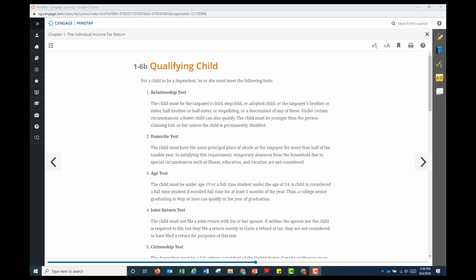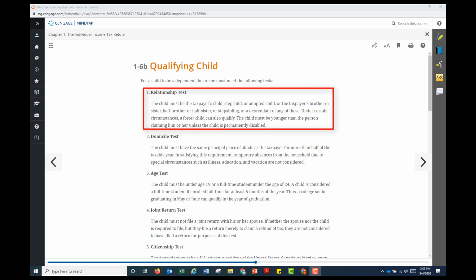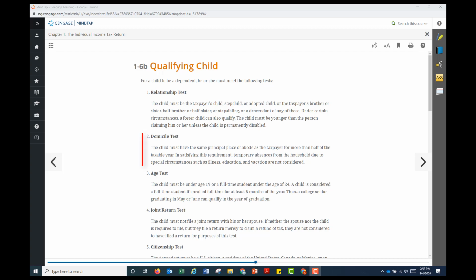Could Bill's brother be a dependent that's a qualifying child? Yes. A brother or a sister, half-brother or half-sister, even step-sibling or descendant of any of these could be a qualifying child. Think of the scenario where the father and mother died and the older brother or sister has to take care of the younger sibling or his or her descendants. In other words, it's the niece or nephew. Bill's brother lives with Bill, so that passes the domicile test. Bill pays all costs associated with the apartment in which they live, as well as 60% of his brother's support.